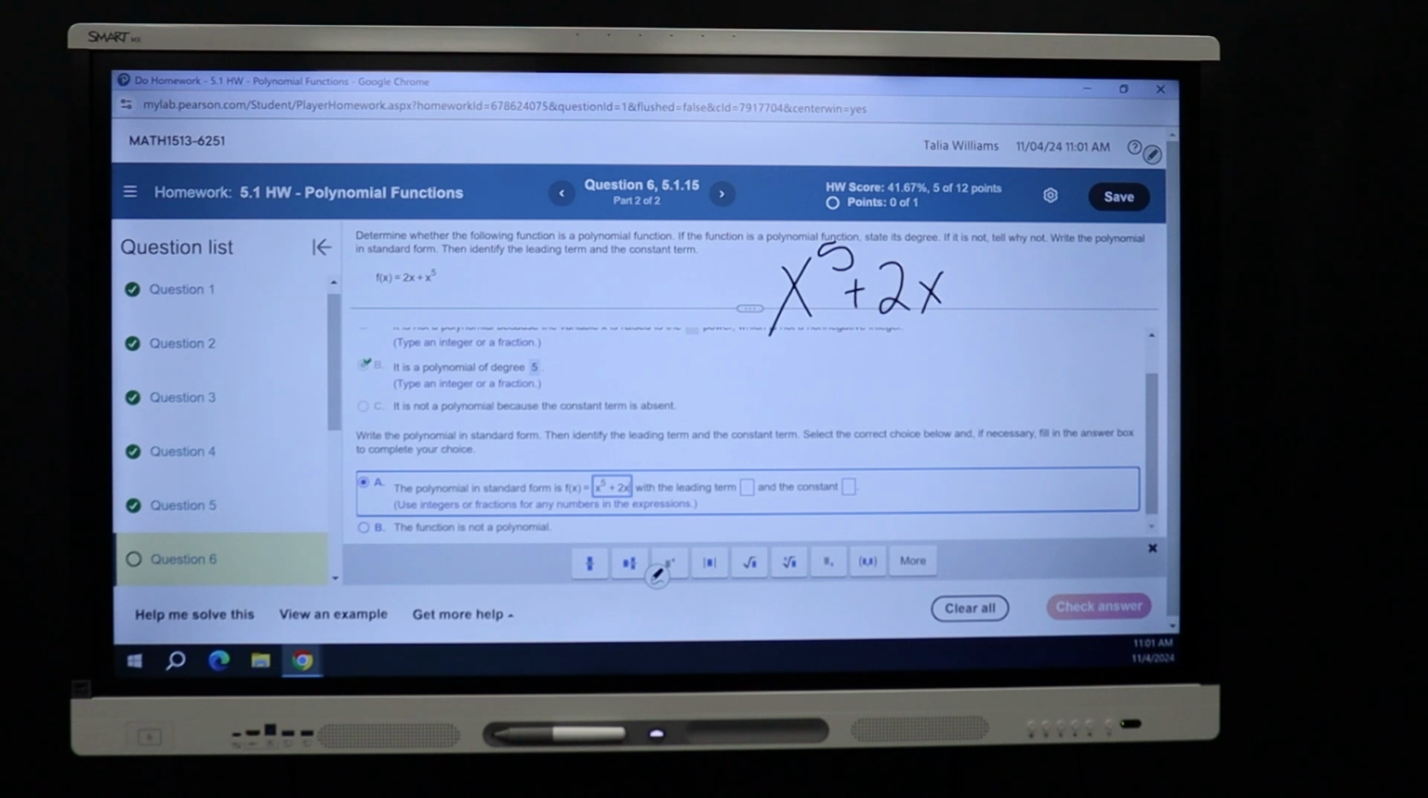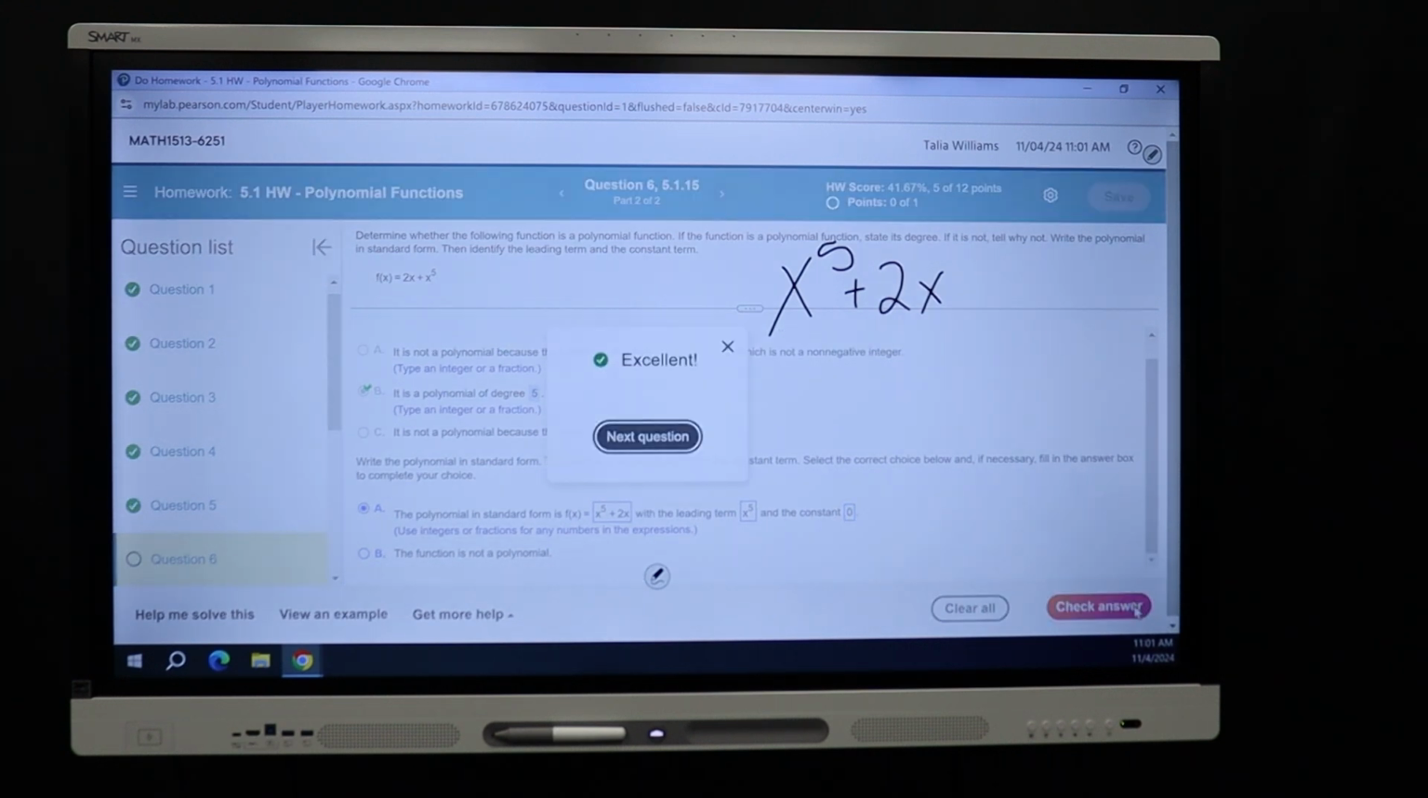Our leading term, so whatever is in the front is your leading term. So when we put it in standard form, our leading term was this x to the fifth power. And then a constant is something that doesn't have a variable with it. It doesn't have a letter. So ours does not have a constant. So I'm putting 0 in there.